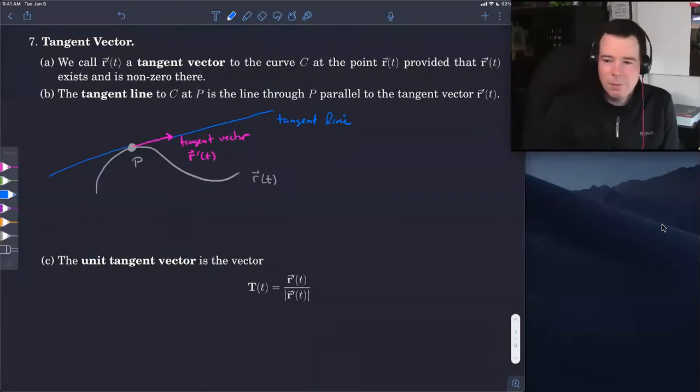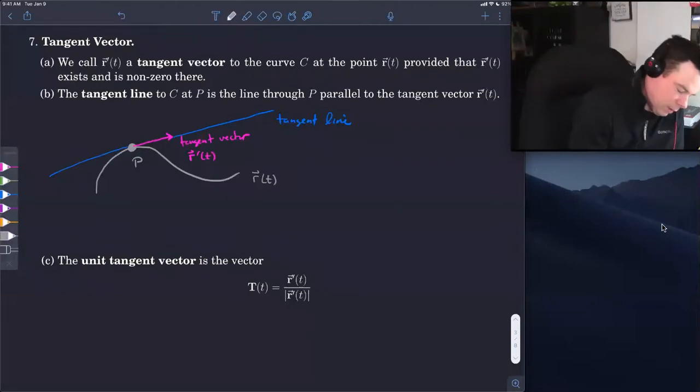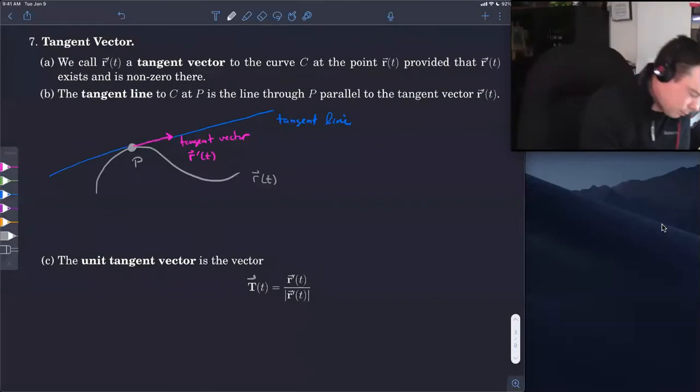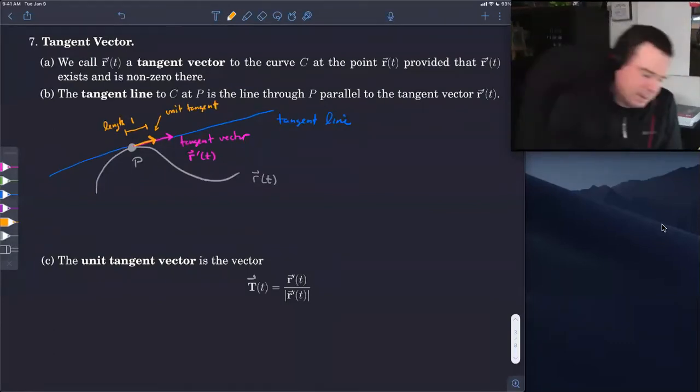The last thing we can do is we could strip off the length of the tangent vector by just dividing by its length. So r prime of t divided by the length of r prime of t is known as the unit tangent vector. So that's the unit tangent vector, is to just strip off the length. So for example, if I made this vector have length 1, then this is called the unit tangent vector. And it's denoted by that capital T.